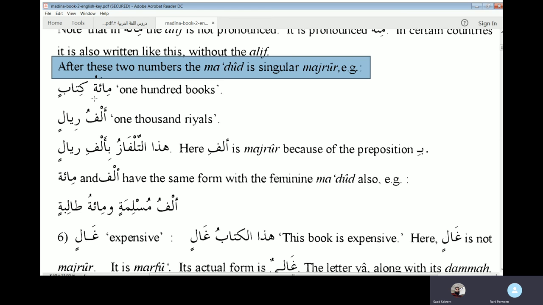What is madud in this sentence? I have told you a sentence: five girls. Girls, okay. And what is adad in this sentence? Five. Good. Miatu kitabin. What is madud? Kitabin is the madud. And what is adad? Miatin is the adad. Okay. What is majrur? Majrur, which word ends with kasra? The word which ends with kasra is called majrur. Now read this line again.